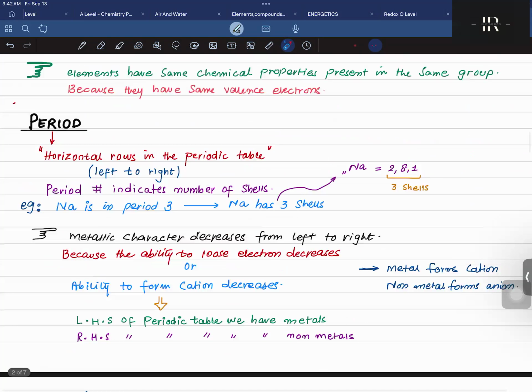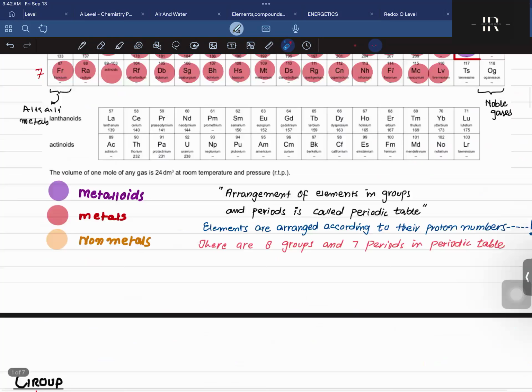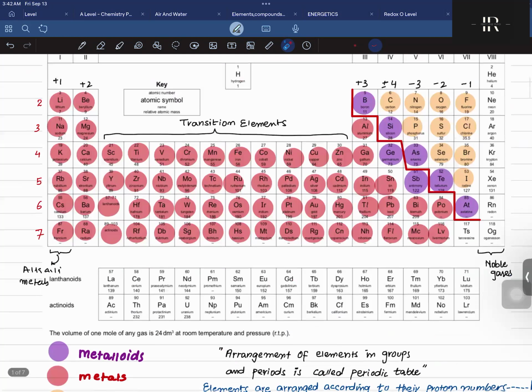If you see this periodic table, as we are going from left to right, starting from Na, then Mg, then Al, Si, P, S, Cl, as you go from left to right, metallic strength decreases. On your left hand side, you have metals. On your right hand side, you have non-metals.